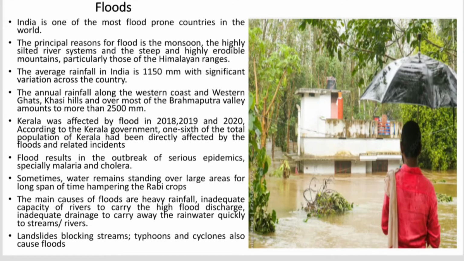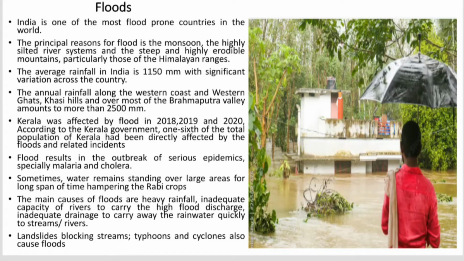Next is flood. India is one of the most flood prone countries in the world. The main reason for the flood is the monsoon, as well as the highly silted river system and steep and highly erodible mountains, particularly those in the Himalayan regions. The average rainfall of India is 1150 mm with a significant variation across the country.